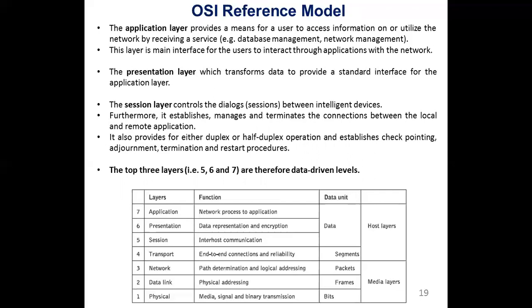Then you have the presentation layer. It transforms the data to provide a standard interface, the manner in which the data should be presented. It ensures that. Then you have a session layer. It controls all the sessions, the dialogues between the devices, your laptop or phone. It also establishes, manages, and ends the connections depending on the users. This connection can be simplex, duplex, or half duplex depending on the application. So the top 3 layers, 5, 6, and 7, session, presentation, and application, are basically data driven layers.